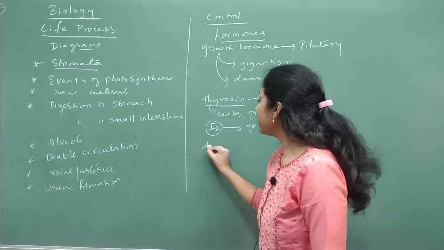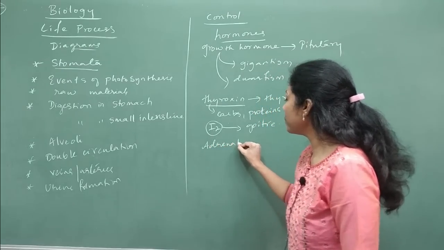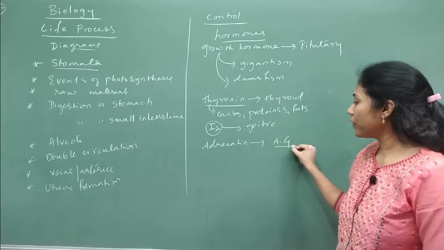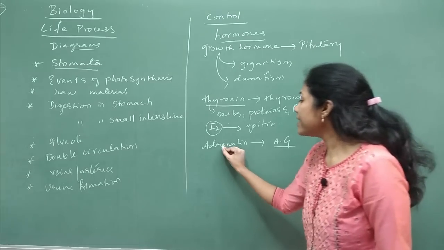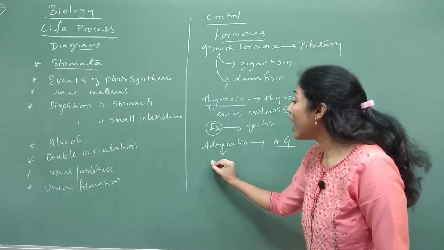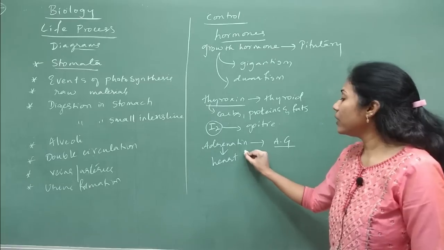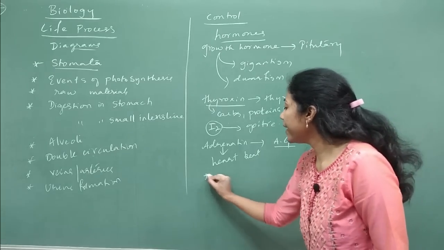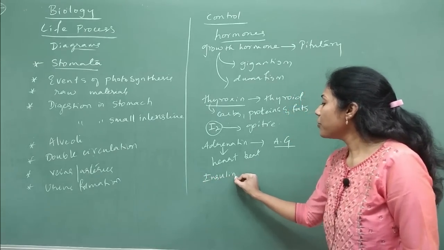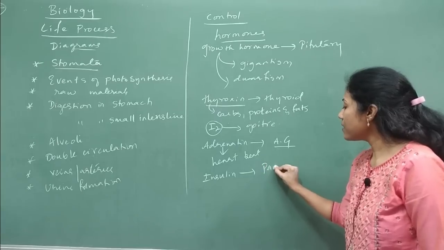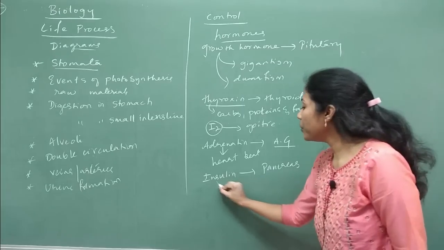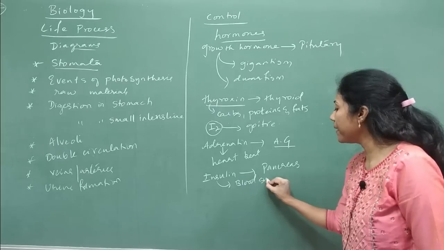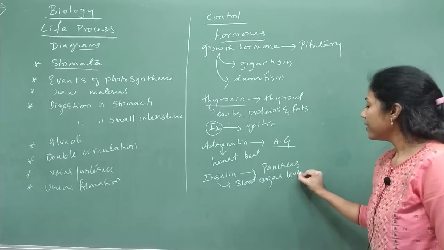Okay, and then you have the adrenaline hormone. It is produced in the adrenal gland. I'm just writing it in short form, AG means adrenal gland, and this helps in controlling heartbeat, blood pressure, etc. Next hormone is insulin. Insulin is produced in the pancreas, right? And this hormone regulates blood sugar levels.